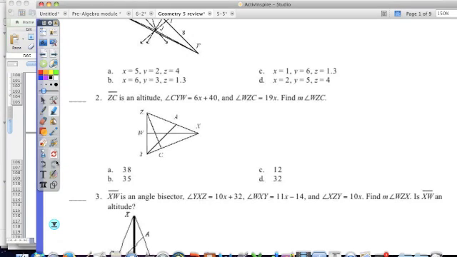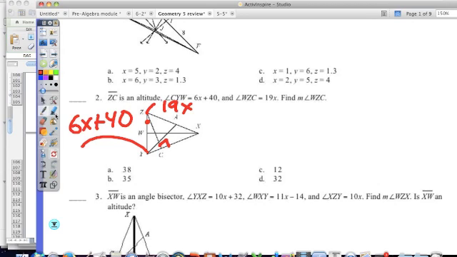So, for this problem, ZC, I'm told, is an altitude. So that means that must be a 90-degree angle. The first thing that's most confusing about these is trying to figure out what they're talking about. So they first tell me that CYW, that's this angle here, is 6x plus 40. And WZC, which is this angle here, is 19x. They ask me to then find the measure of WZC.